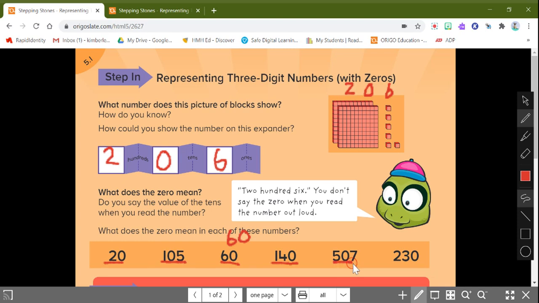On this next number, we don't say 5-0-7, we say 507. Remember, we don't say 0, we just know that it's holding the place where the tens should be. The last one, this one is 230. I don't say 2-3-0, I say 230 because this 2 is in the hundreds place, and the 3 is in the tens place, and that 0 is holding the spot for the ones place.